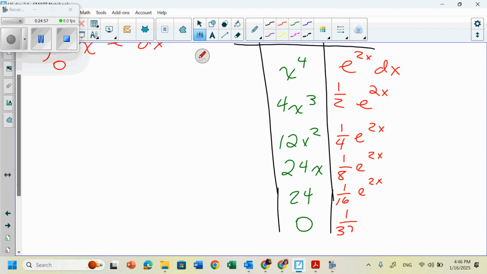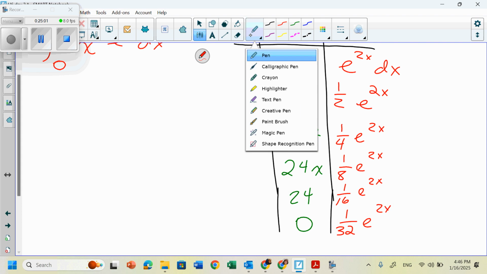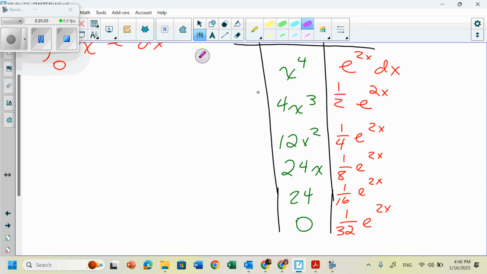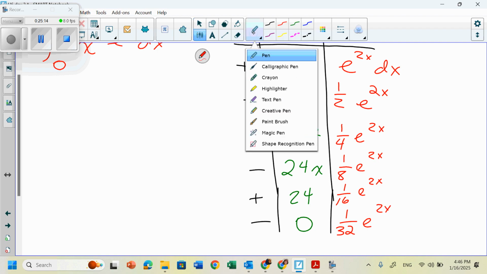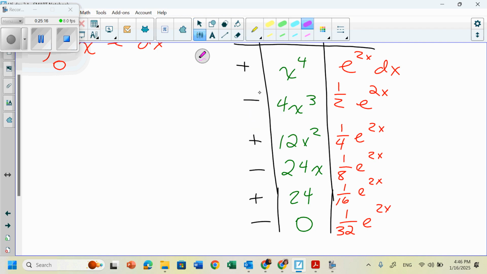Positive, negative, positive, negative, positive, negative. Here comes my highlighting for my tic-tac-toe. First two, diagonal. First two, diagonal. First two, diagonal. And I can't go anymore because there are no more spots to go. I'm literally just multiplying the things that are diagonals together.